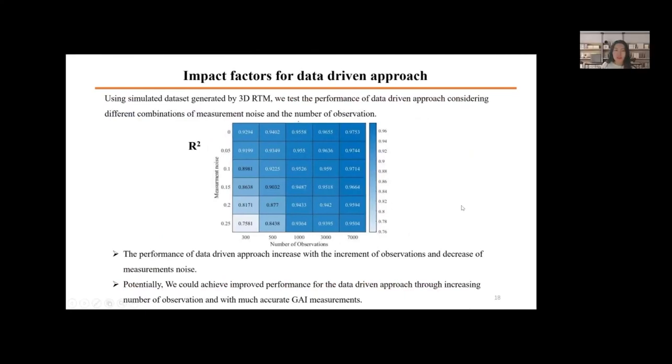Using the simulated dataset generated by the three-dimensional radiative transfer model, we tested the performance of the data-driven approach, and we considered different combinations of measurement noise and number of observations. From the figure, we can see the performance of the data-driven approach will increase with the increase of observations and the decrease of measurement noise. So potentially, we could achieve improved performance for the data-driven approach by increasing the number of observations or with more accurate GI measurements.